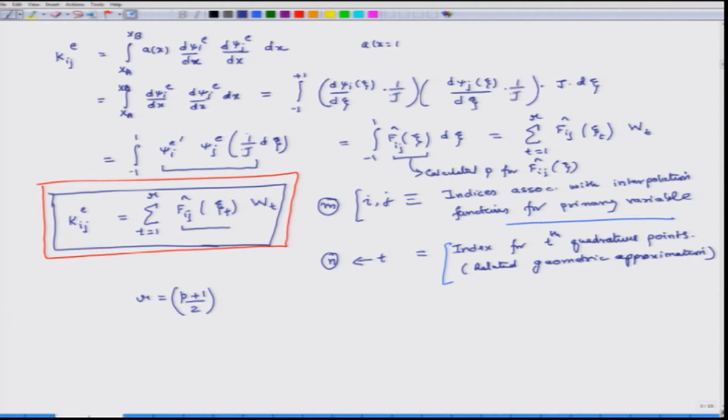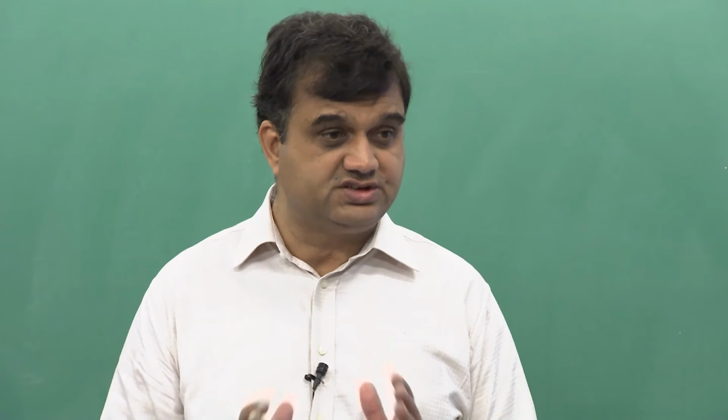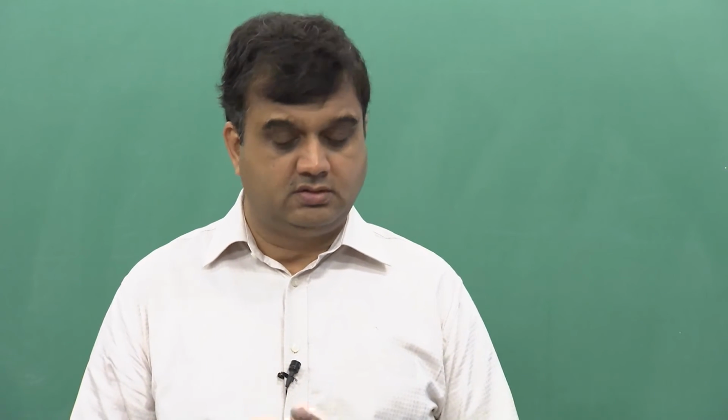because it is in this function that everything else is embedded: a is embedded, j is embedded, derivatives of psi are embedded. If it is a mass matrix, then psi I and psi j may be embedded. So, this is what we are interested in. We have to calculate p for this function, then we can correctly calculate the value of r.